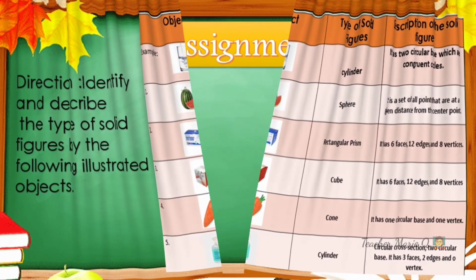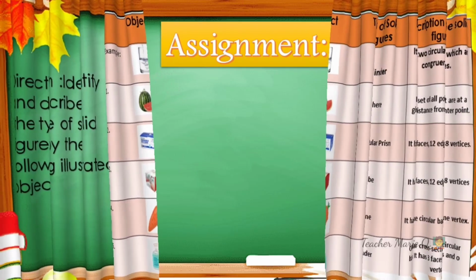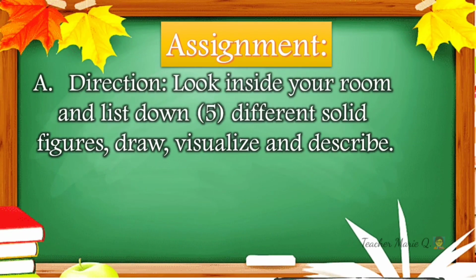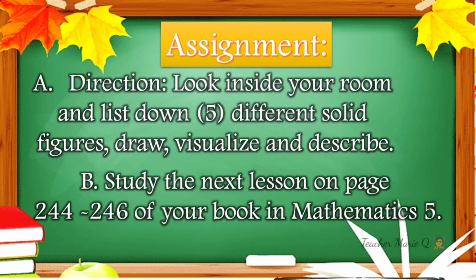Okay, are you done? That's great. For your assignment, direction, look inside your room and list down 5 different solid figures. Draw, visualize, and describe. Letter B. Study the next lesson on page 244 to 246 of your book in Mathematics 5. Congratulations, pupils! You have done a great job.